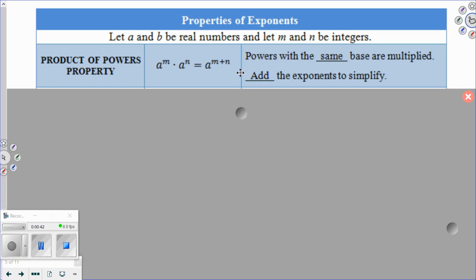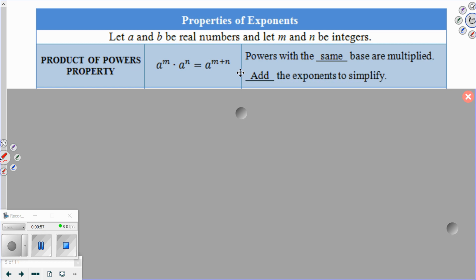All this is saying though is if you have the same base, so the big number at the bottom, your base number, if they're the same, they're like terms and you can put those together. You would keep whatever that base is and then you'd add your exponents together. Okay, and it's broken down over there.